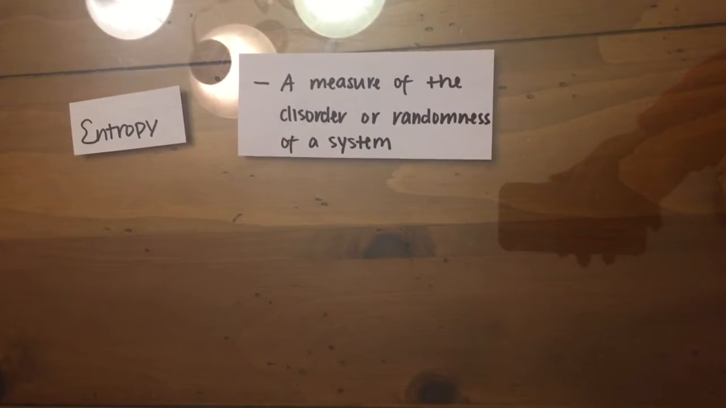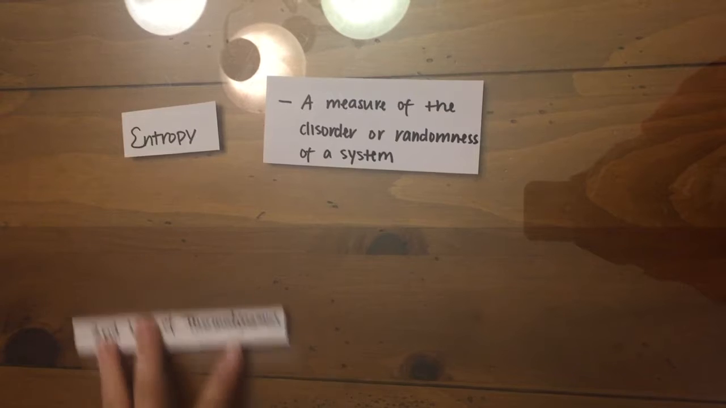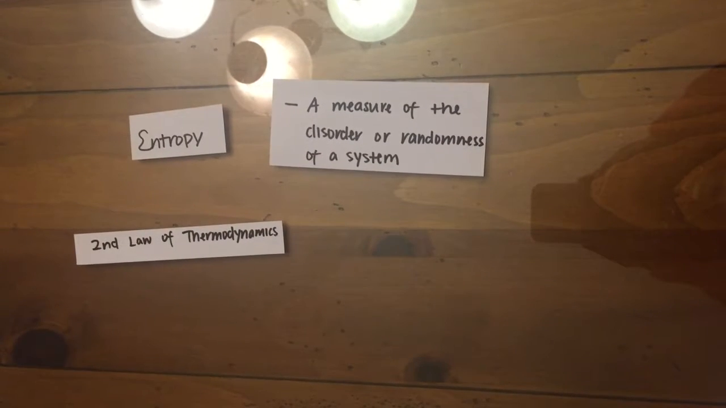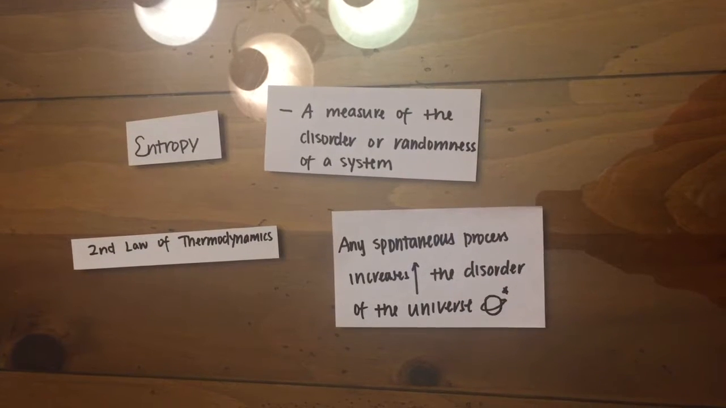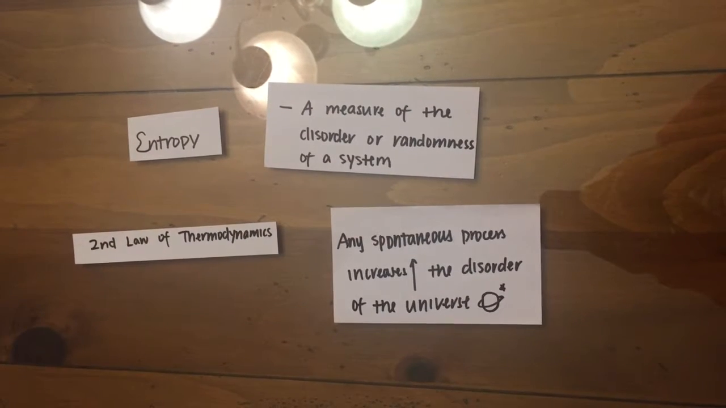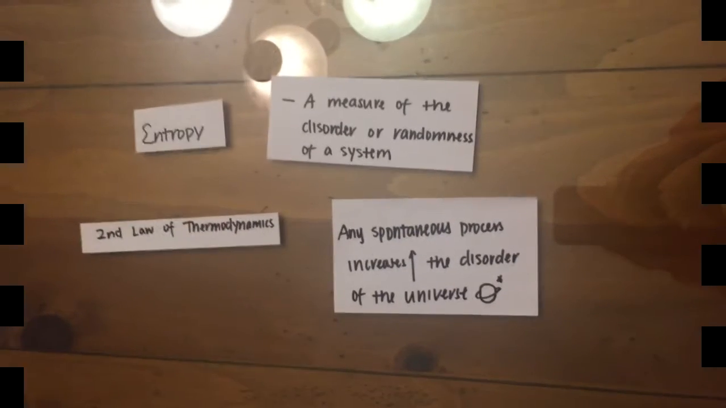So now let's talk about entropy. What is entropy? Entropy is a measure of the disorder or randomness of a system. And that directly goes to the second law of thermodynamics, which states any spontaneous process increases the disorder of the universe.